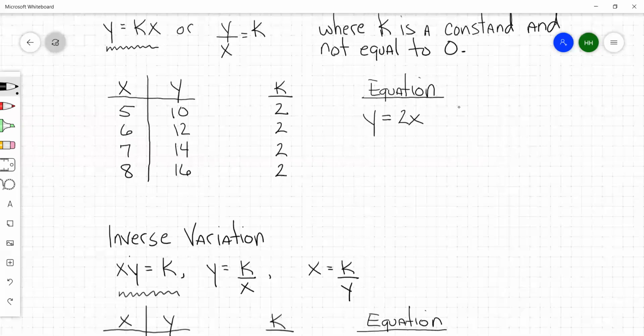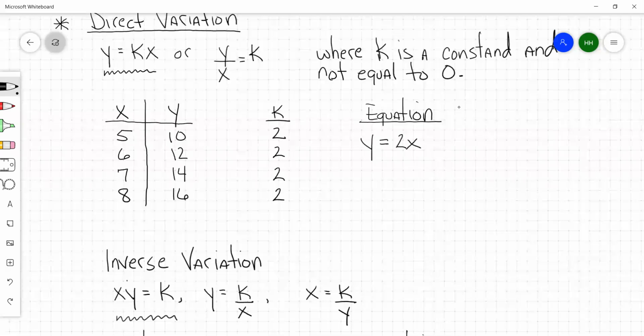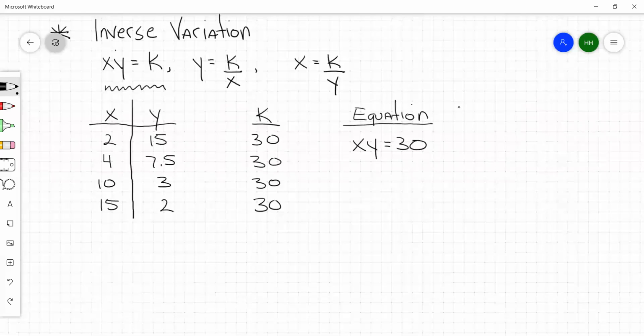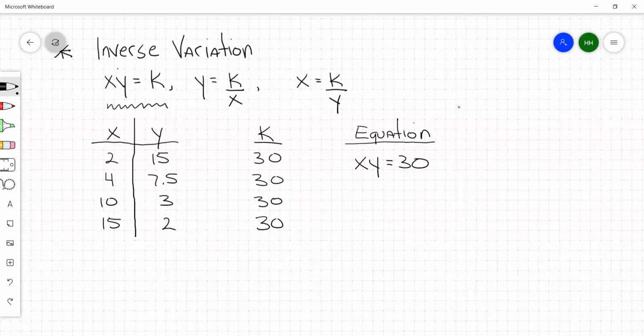If y divided by x is the same for all the data, then you have a direct variation. If neither of those happen, all right, if you divide all the data and you don't get a constant, and then you multiply all the data and you don't get a constant, well, then neither situation exists. Okay, so you don't have direct variation and you don't have inverse variation. So that's the first part of your assignment today.